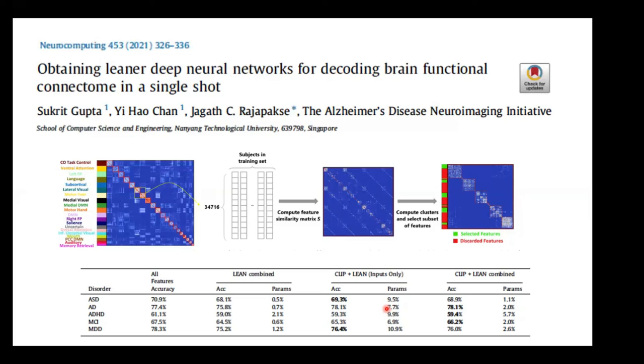The key is that when you remove these features, what remains are the important features. So they are the biomarkers. That means they are the regions that are different between healthy and diseased subjects. So we not only improve the classification accuracy, but we found the biomarkers, or the regions that lead to the identification of these disorders.